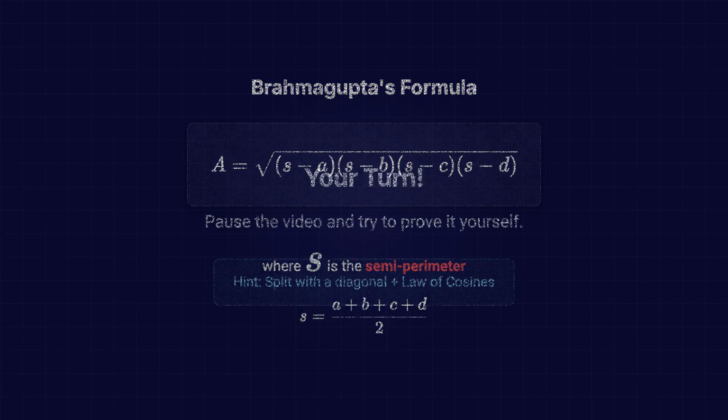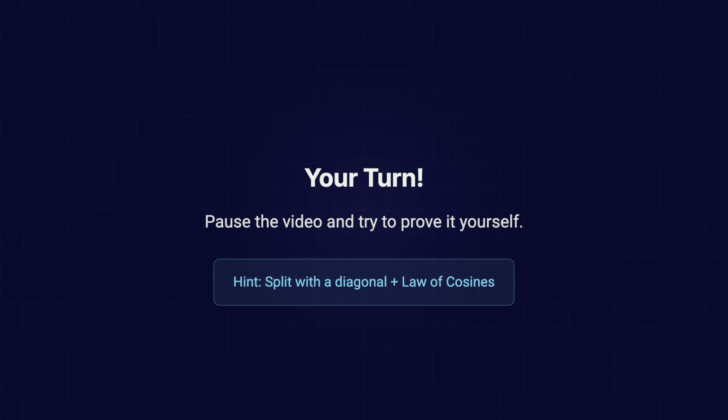A really good way to deeply understand math is to play with it yourself. Before we break down the proof, I encourage you to pause the video here. See if you can find the area using just a single diagonal line and a bit of trigonometry. Don't worry, I'll wait.